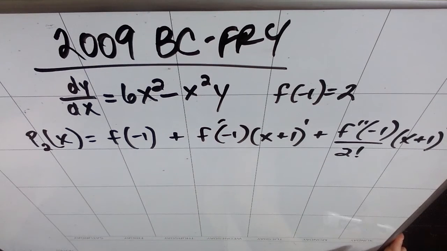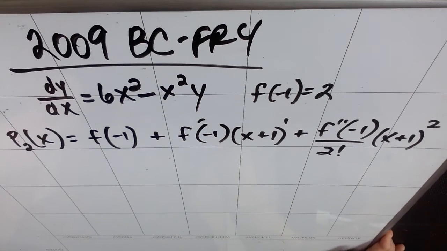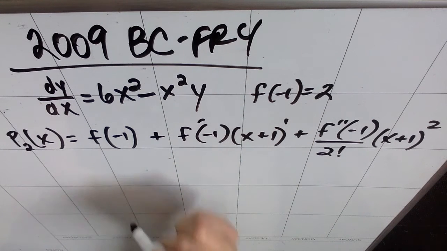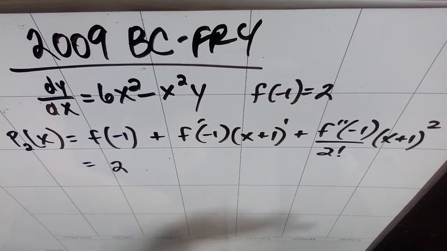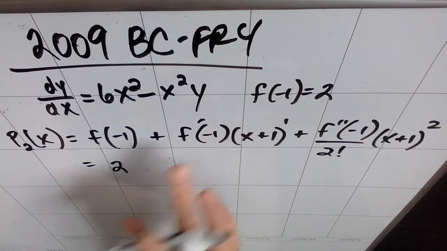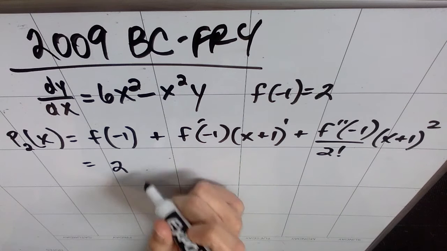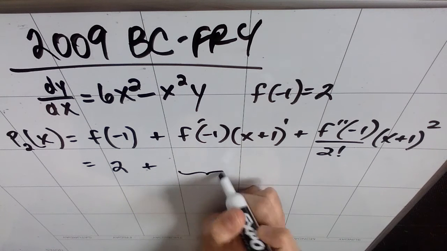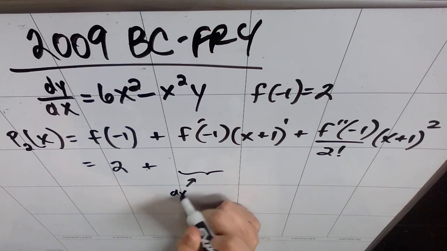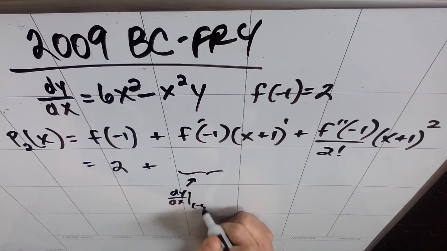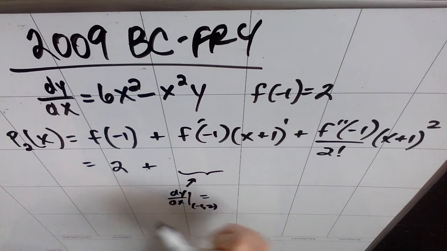That's my second degree Taylor polynomial, right there. That's what I want. So I just need these values, right? Well, I know f of negative 1 is a 2, right? This is a 2. I know f prime of negative 1 because I can find it, and we actually already did using our Euler's method. So f prime of negative 1 is just what happens if I evaluate dy dx, which we have evaluated at negative 1, 2. So we did that already.